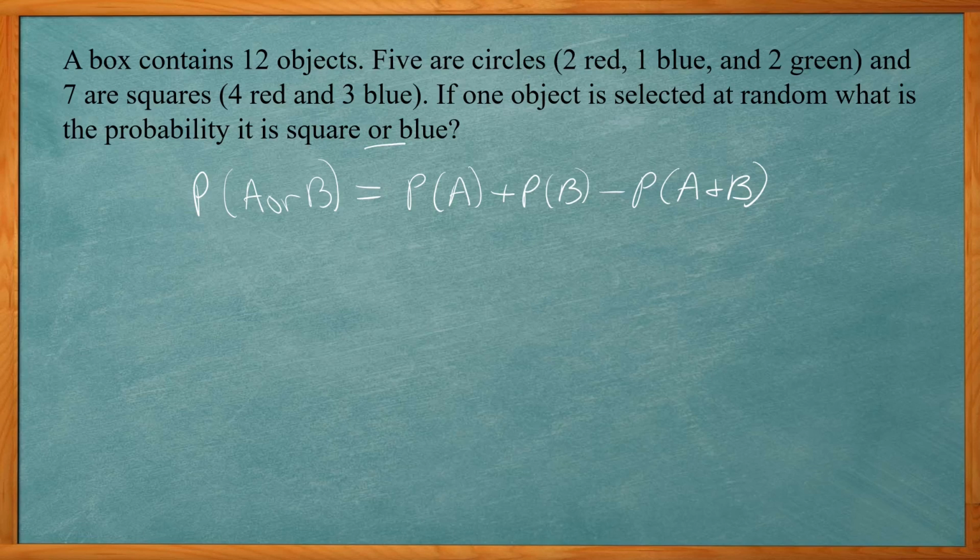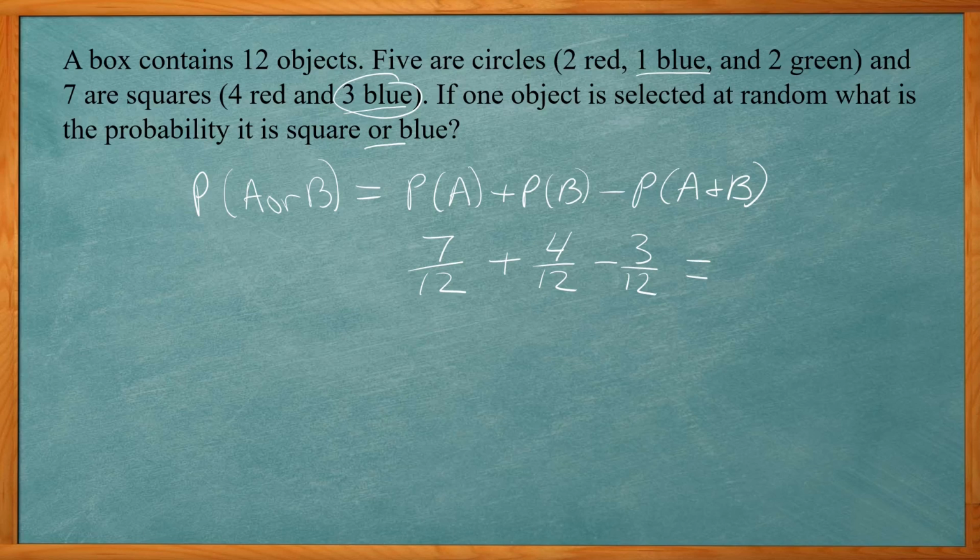Okay, so our first event is the probability of a square. So we have 7 squares out of the 12 total objects, so 7 over 12. Our second event is being blue. So we have 1 blue here, 3 blue there. So that's 4 out of the 12 objects. And then minus the probability of it being a square and blue. So we have squares, 3 of them are blue, so minus 3 over 12.